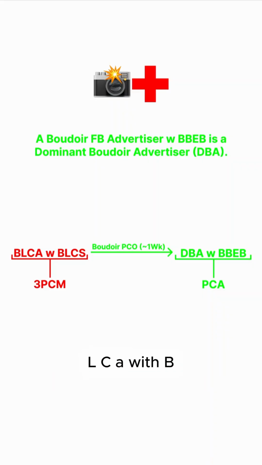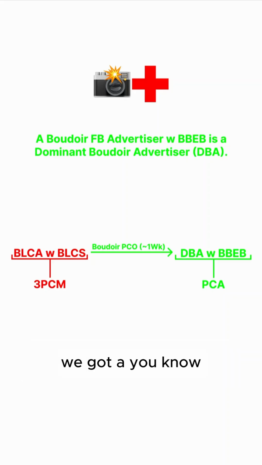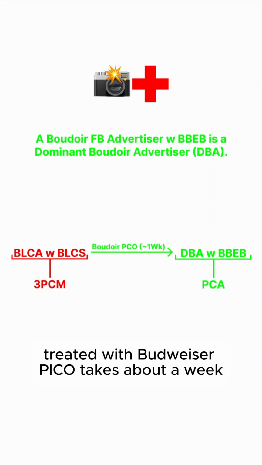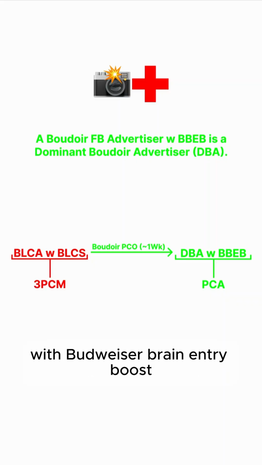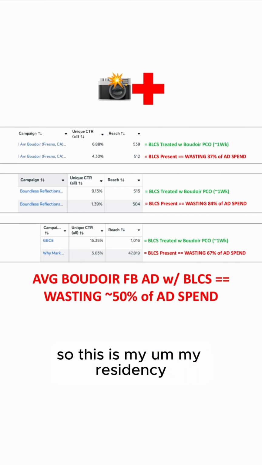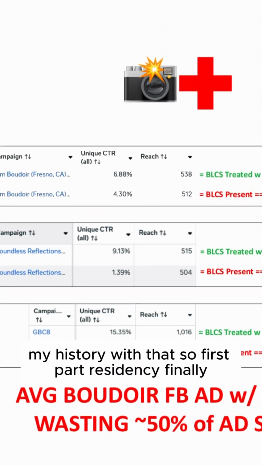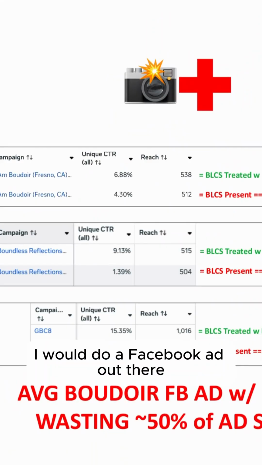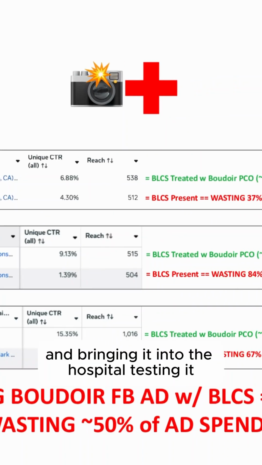So this is our universe. We got BLCA with BLCS. It's caused by the 3 pre-click mistakes. We get treated with Boudoir Pico, takes about a week. We achieve pre-click alignment. We become a dominant Boudoir advertiser with Boudoir brain entry boost. So this is my residency, my history with that. First part of the residency, finding a Boudoir Facebook ad out there and bringing it into the hospital, testing it.